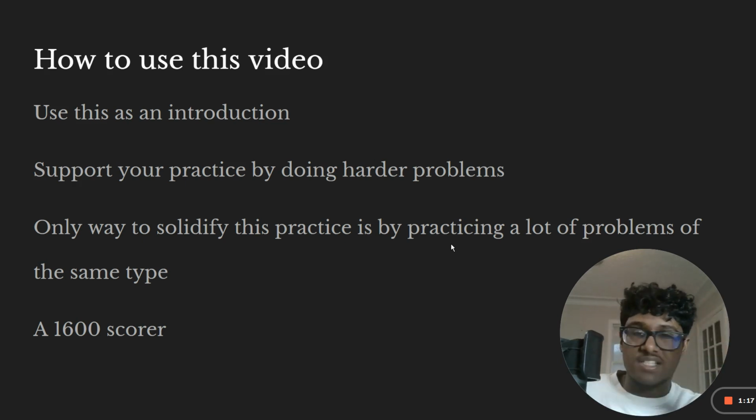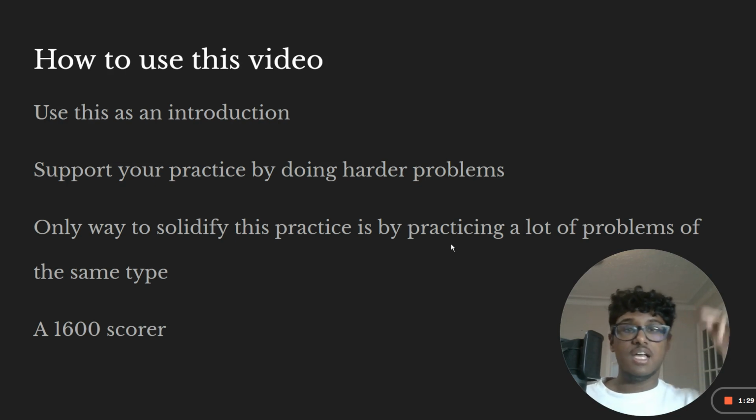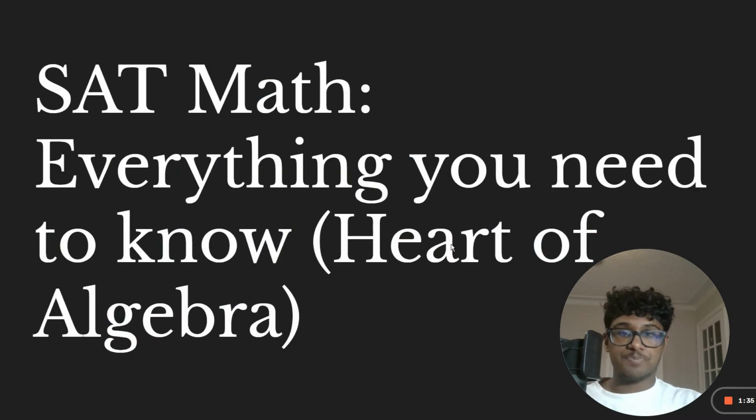Right. So a 1600 score fully understands these concepts, has read them all before. At one point, they might not have known these concepts, or they might have learned them in school, but only loosely. But they focused on what was exactly tested on the SAT, learned everything, did a bunch of practice problems for that, and that's how they got the score that they wanted. So hi, I'm Karthik. This is everything you need to know for Heart of Algebra.